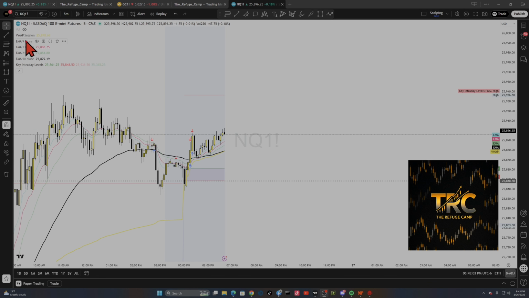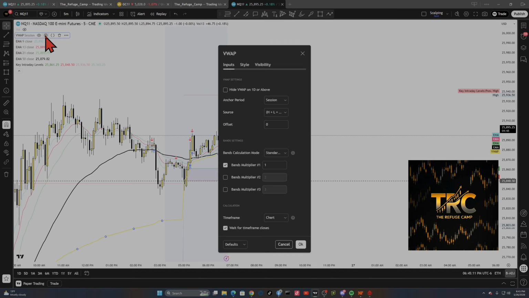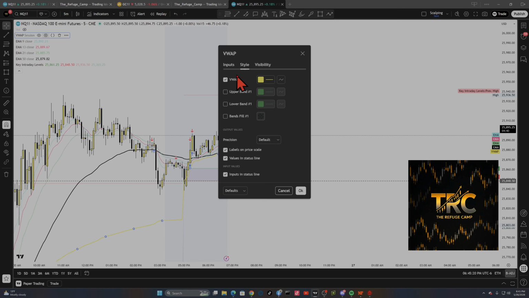We're going to talk about the indicators that are currently on my chart real quick. We have VWAP, and the settings are going to be on the inputs, just band multiplier number 1. On the style, just VWAP, change to the color yellow. No upper and lower band or fills.